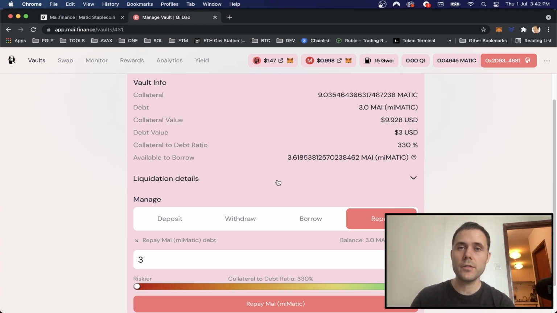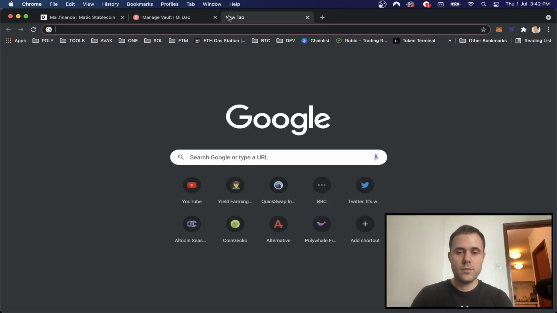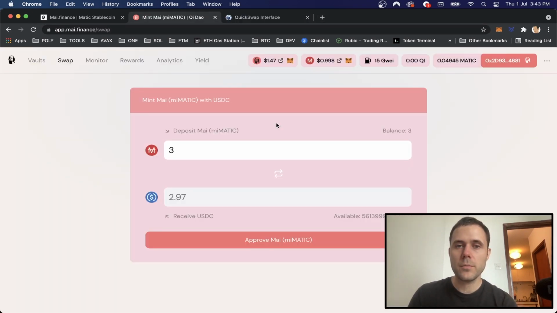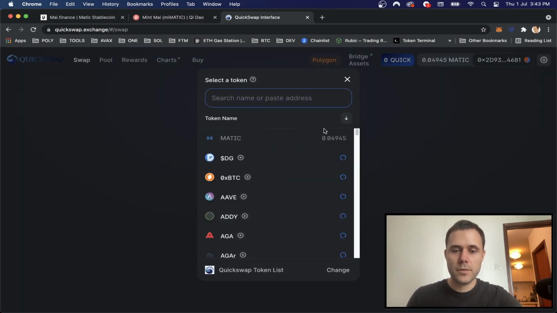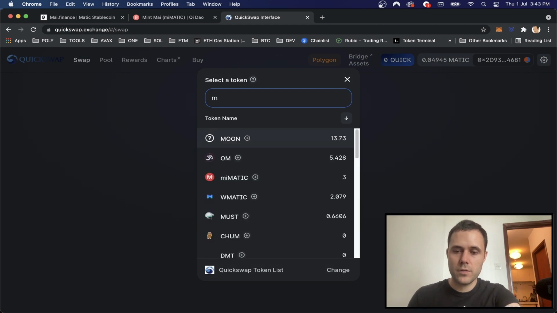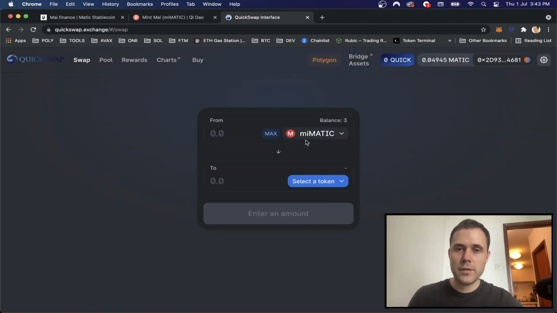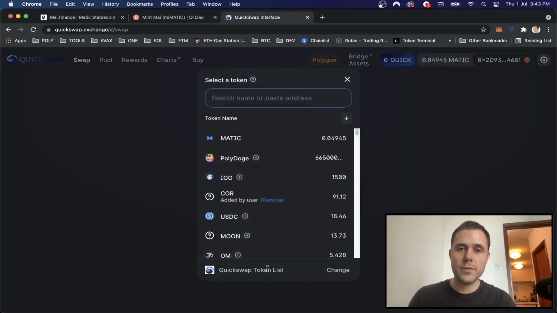And then you can take your Matic, and then you can use your Matic here on the swap to do some arbitrage, or you could come over to QuickSwap and choose your Matic here and swap for any other kind of tokens that you'd like.